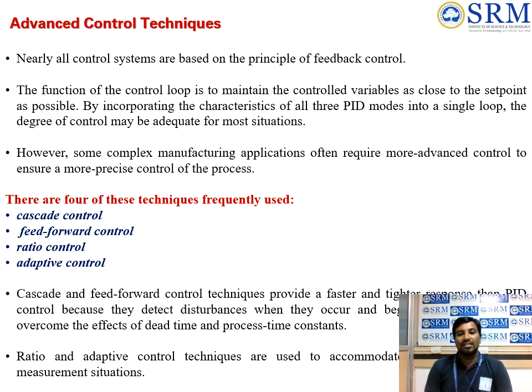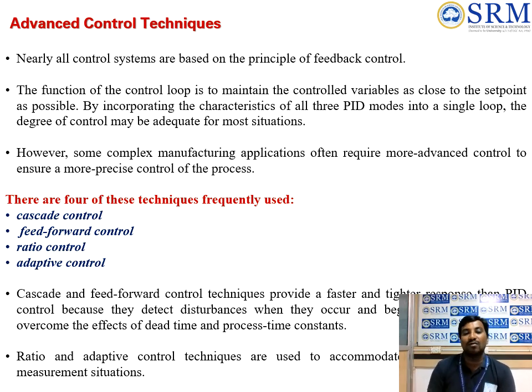Nearly all control systems are based on the principles of feedback control. The aim of the control system is to maintain the control variable as close to the set point as possible. By incorporating the characteristics of all three PID modes into a single loop, the degree of control may be adequate for most situations. However, some complex manufacturing applications often require more advanced controllers to ensure the most precise control of the process. There are four of these techniques that are frequently used.